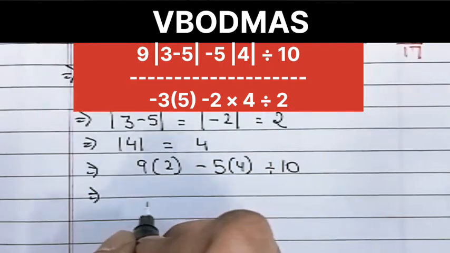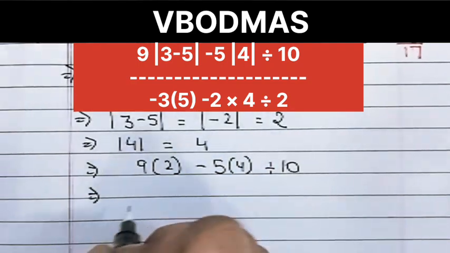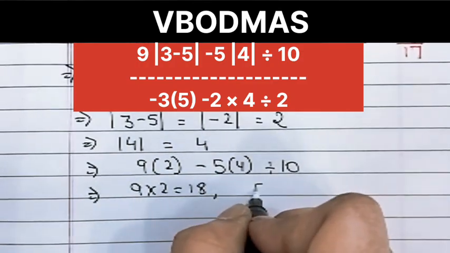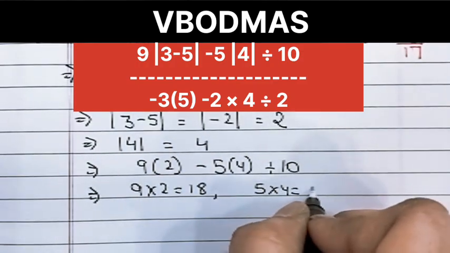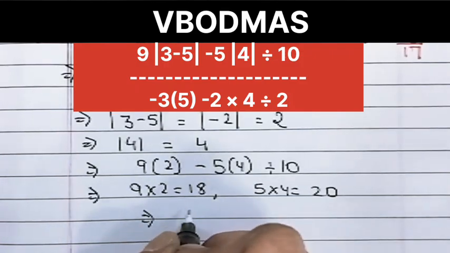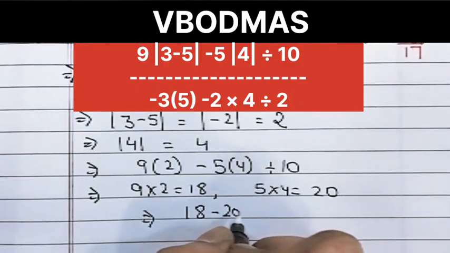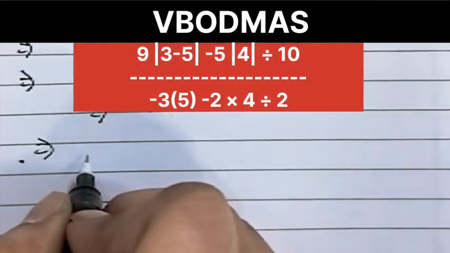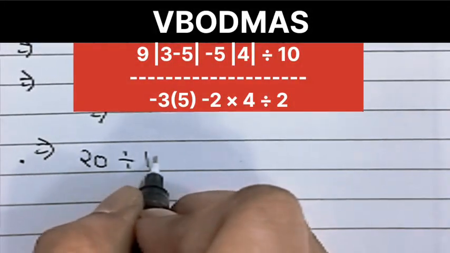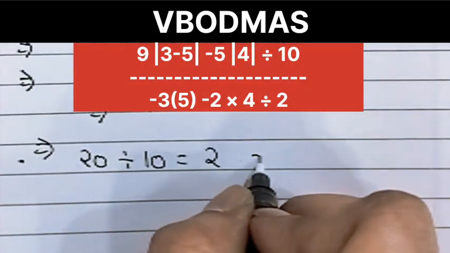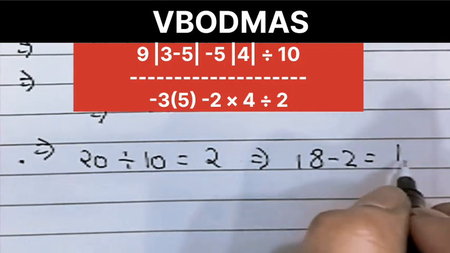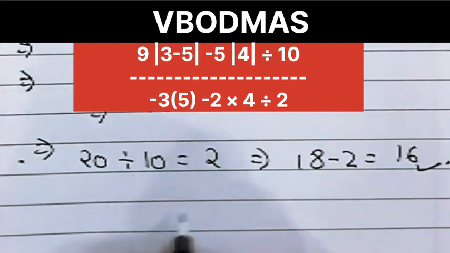Now step 2, multiplication and division from left to right. So first 9 multiplied by 2 is 18, and then 5 into 4 equals 20. Now the expression becomes 18 minus 20 divided by 10. Now perform division: 20 divided by 10 equals 2. And then we subtract: 18 minus 2 equals 16. So 16 is the numerator part.